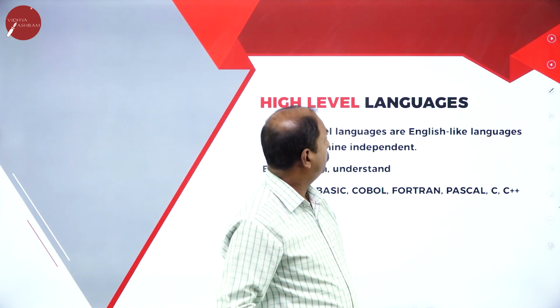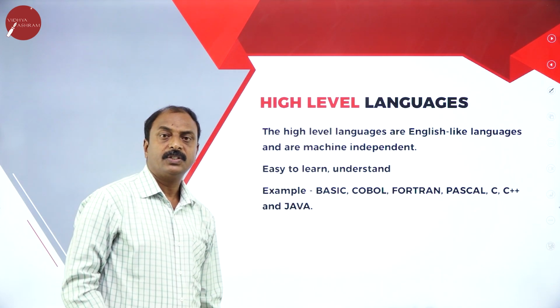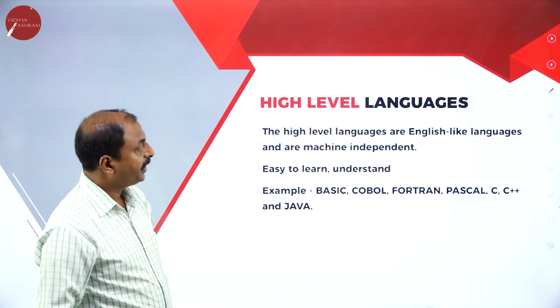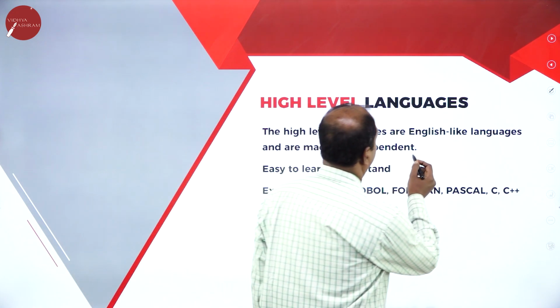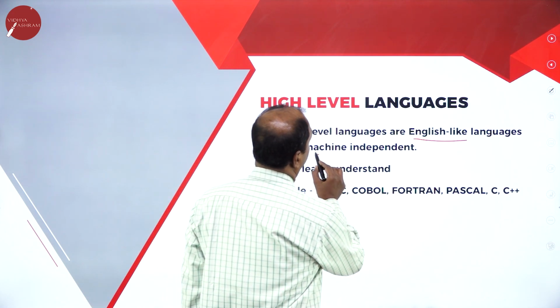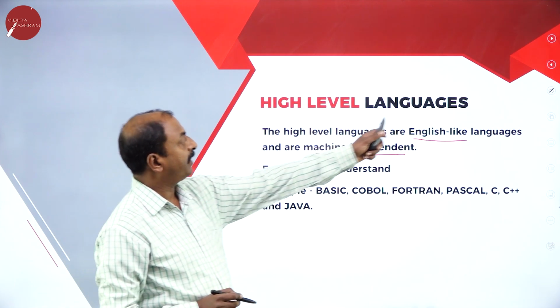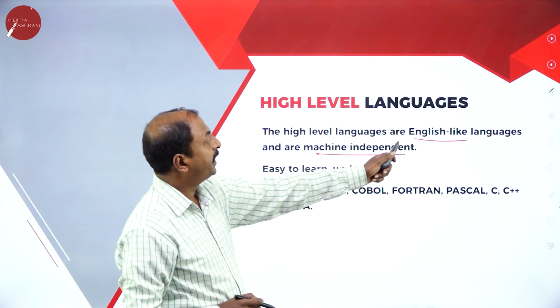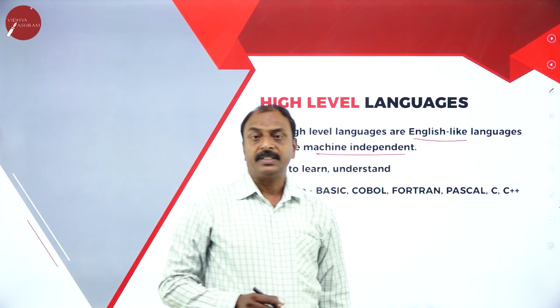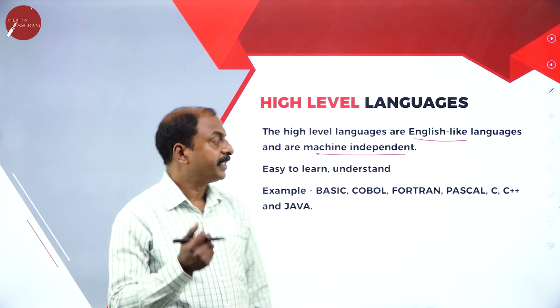Now let us move on to the next level of language, that is high level languages. So what is high level language? High level languages are English-like languages and are machine independent. The main advantage of high level language is that it is English-like language. It is not English language, it is English-like language, similar to English language.